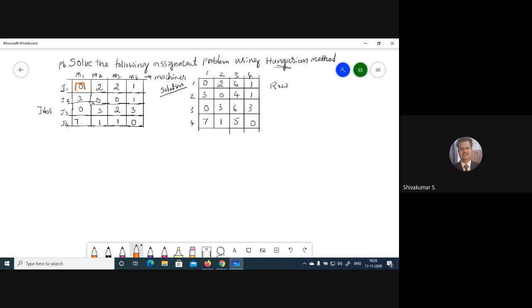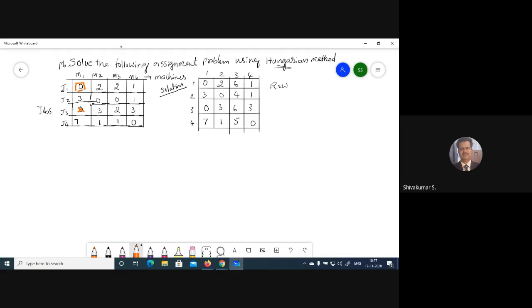First row, I'm going to do the assignment here. Correspondingly, this zero I'm going to strike out. Now the first row has a single zero, so you make the assignment, meaning that job one should be done on machine one. Correspondingly, you strike out all the zeros in that particular column.